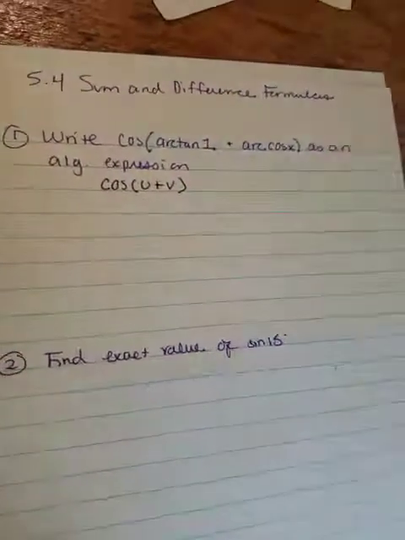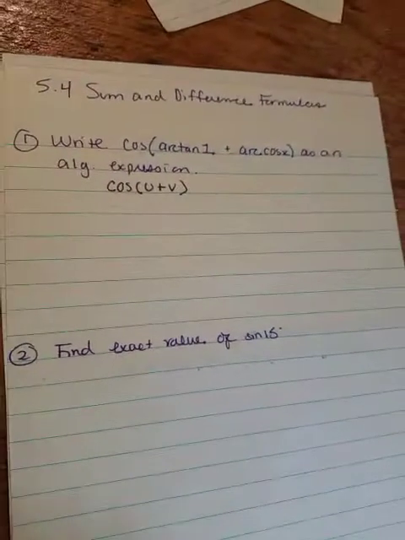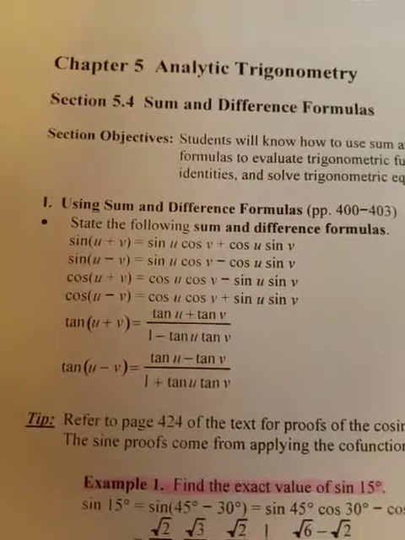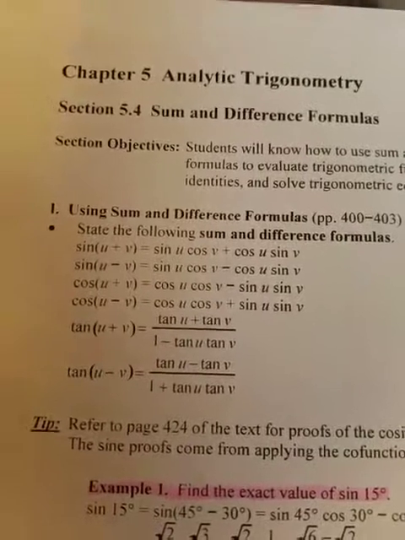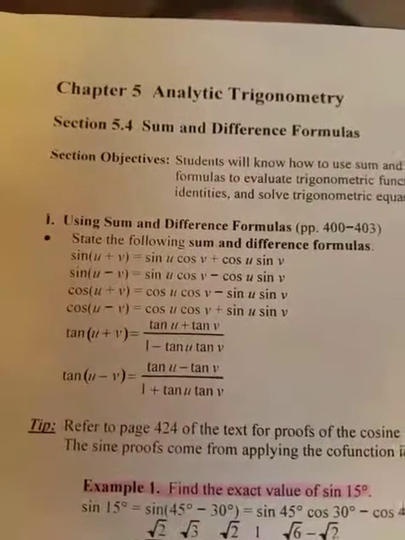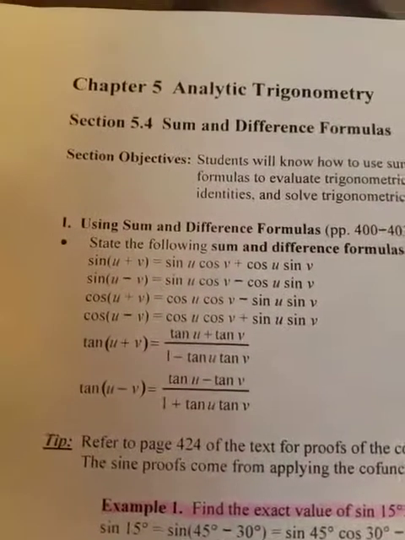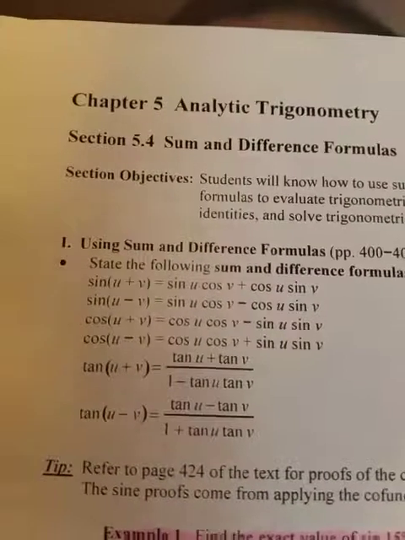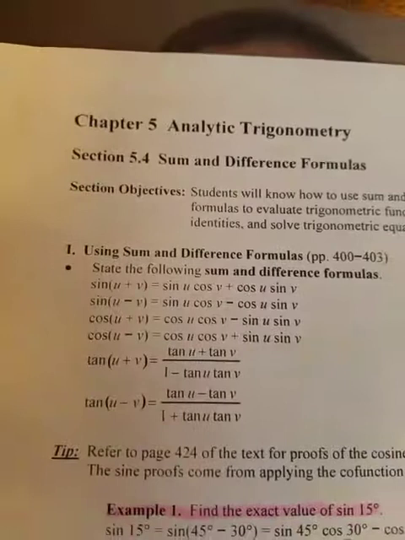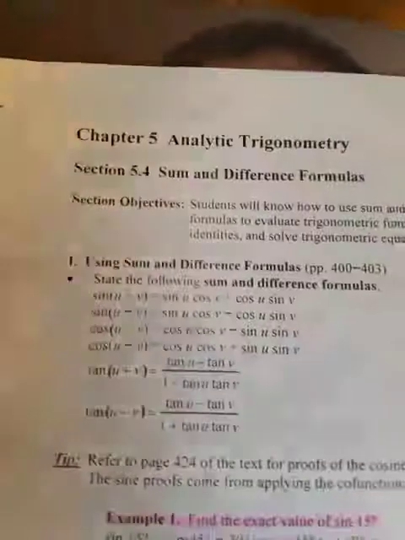So in your book on page, I think it's 400, you have the sum and difference formulas. I think on page 400 are the sine and cosine ones. And if we were taking assessments in class, we would expect you to know these. So next year for calculus, these are something that you would have to have memorized. So just keep that in mind.